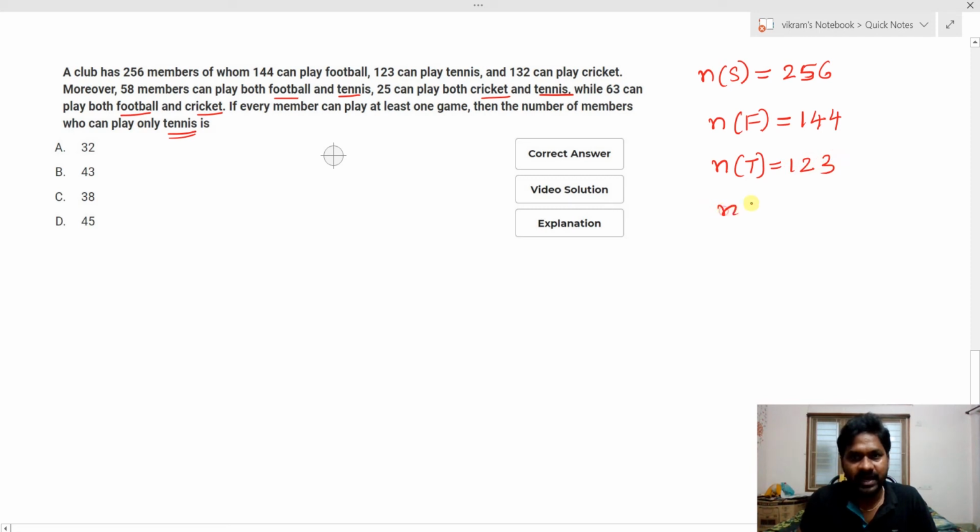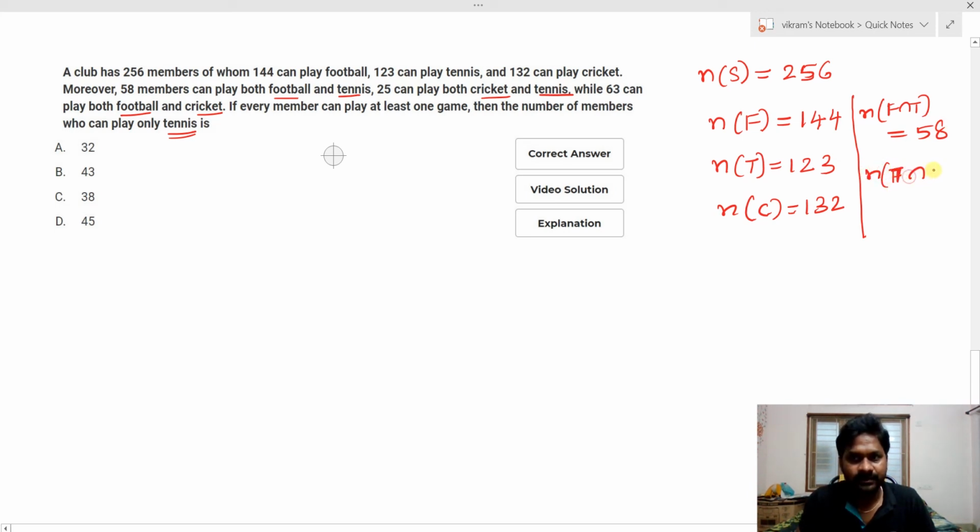And the number of players who can play cricket, C, is 132. This is the required given information. Further, he has given the number of players who can play both games, football and tennis: 58 members.